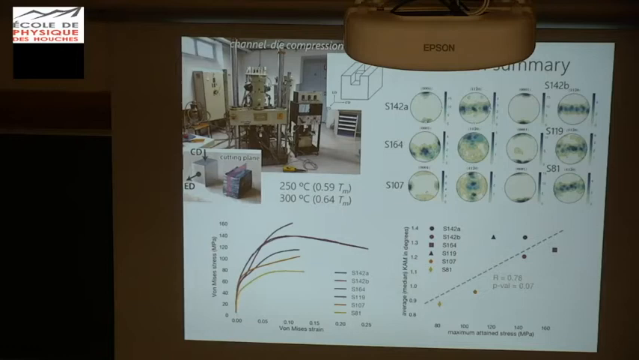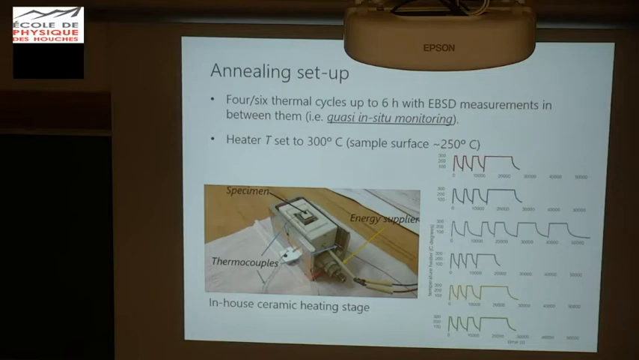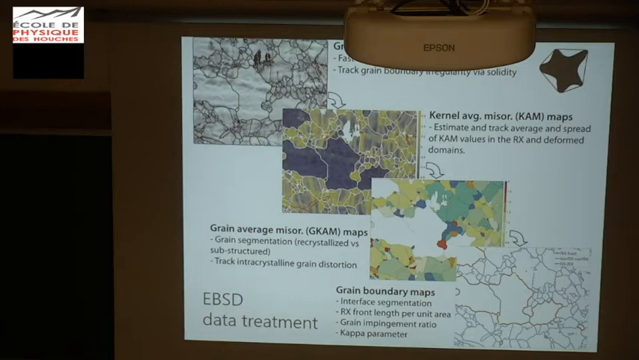After that, we cut the samples in the middle and put them in this in-house ceramic heating stage that goes inside the EBSD chamber. We track the temperature at the bottom and at the top of the sample with thermocouples, and we apply 4 to 6 thermal cycles, taking some EBSD maps in between, and the annealing temperature was set to 300 degrees Celsius.